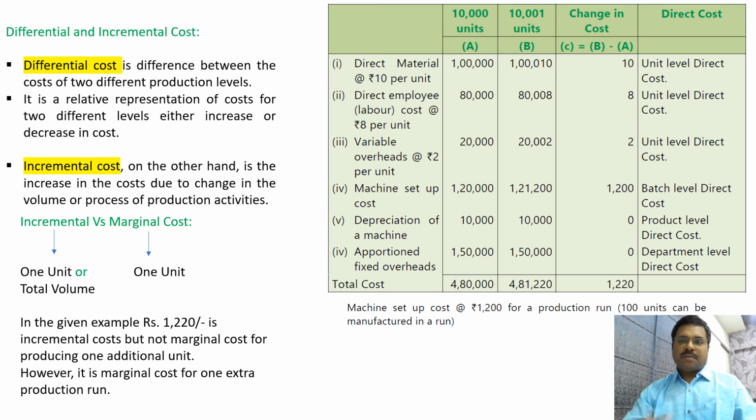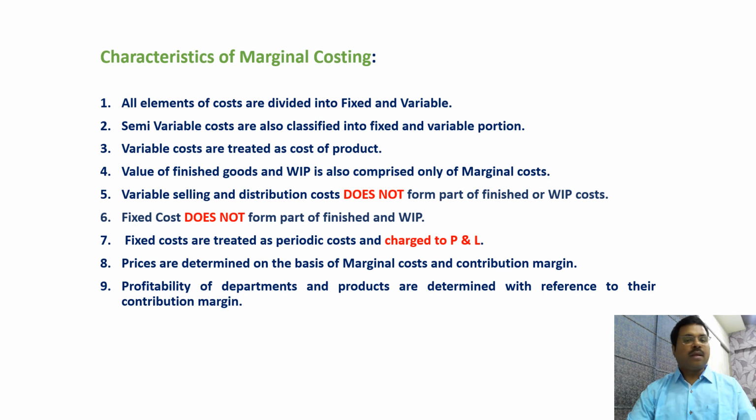Now let me summarize the characteristics of marginal costing. As I told, marginal costing is based upon variable cost, that is the marginal cost of production quantity, the additional quantity. And marginal costing does not include fixed cost of production, because fixed cost is constant for a certain level of output. Even semi-variable cost will be divided into fixed and variable, and then accordingly the marginal costing will be decided.